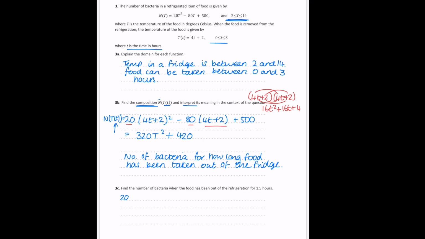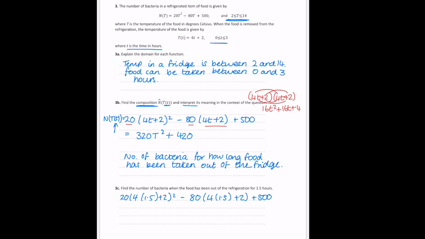So 20 and then 4. So I'm just taking this original formula here and substituting in my 1.5. So 20(4(1.5) plus 2) squared minus 8(4(1.5) plus 2) plus 500. And you just type all of that into your calculator. Or you could use the simplified version that you found here. So 320(1.5) squared plus 420.